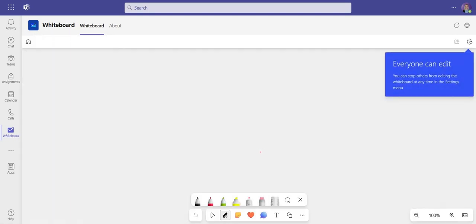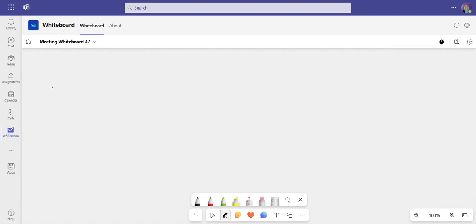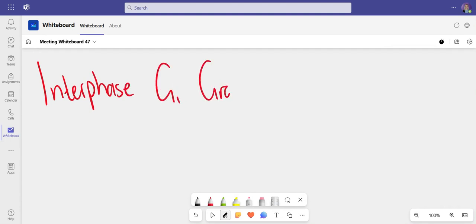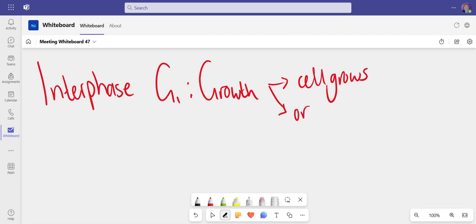So the first one is interphase. So interphase, as we've looked at, consists of 3 phases. First one, G1, is a growth phase. And what's going to happen is the cell is going to grow. The other thing that's going to happen is that the organelles replicate. So we're getting ready for the cell to divide. So if this one cell is going to divide into 2 cells, then we need to have enough organelles for 2 cells. So we need to replicate the organelles.